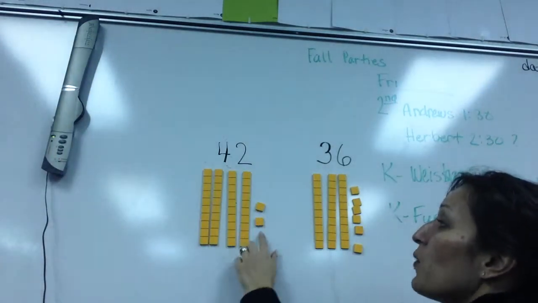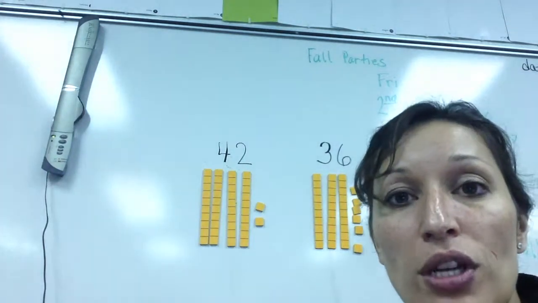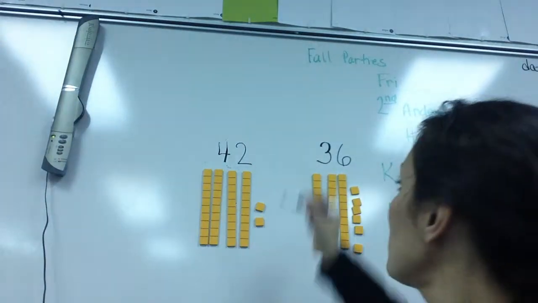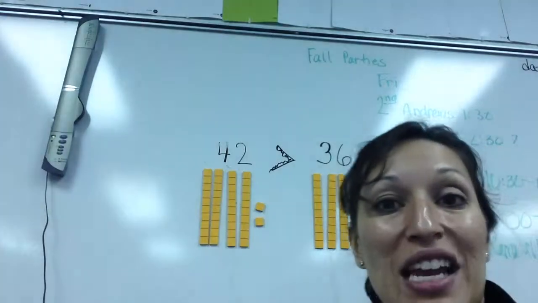So this number is 42, and this number is 36. I know that 42 is greater than 36. The alligator's going to eat 42.